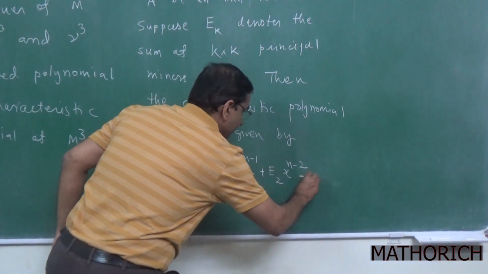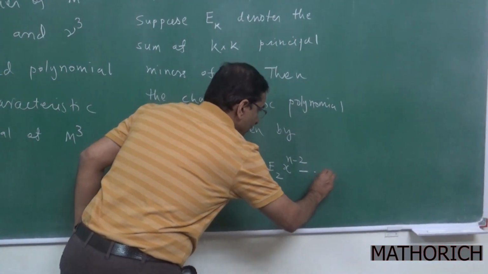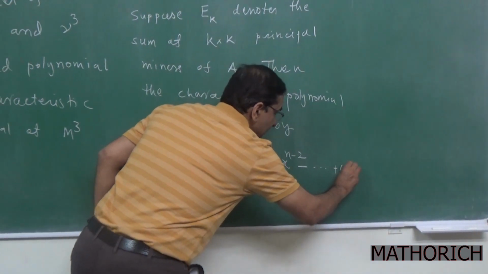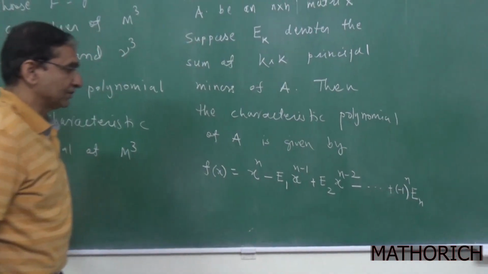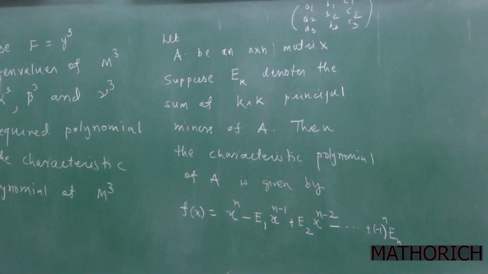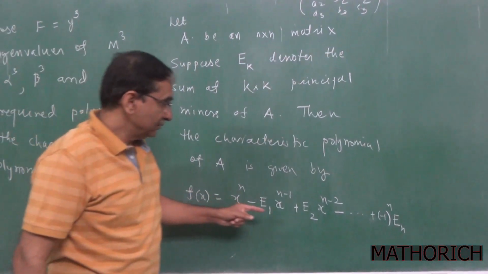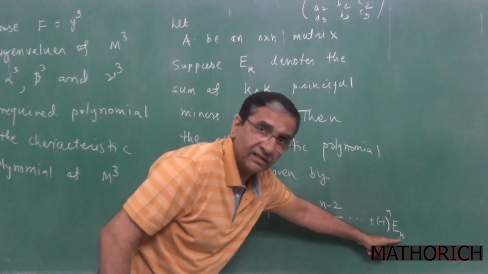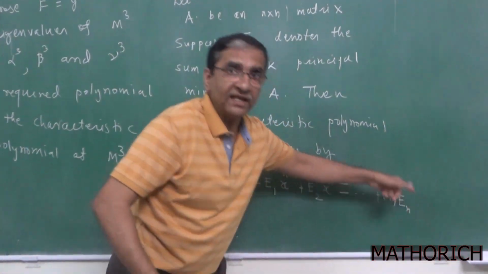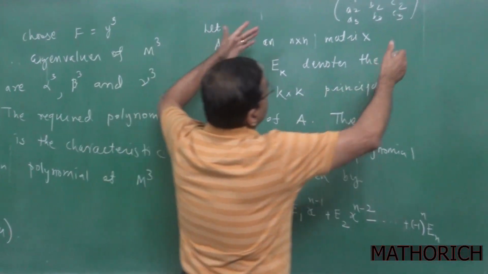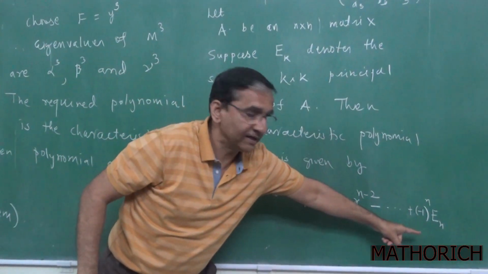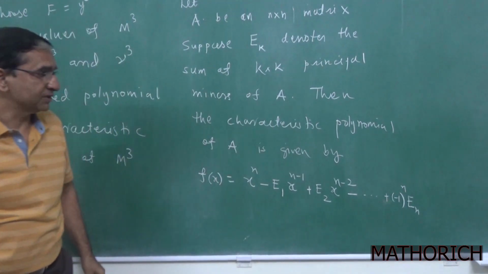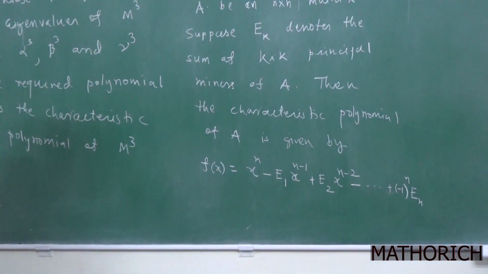Like that, E2 and so on, minus dot dot dot, you can write minus 1 to the power n En. Okay, that will be the constant term. Now what is En? Can you identify En? En is the n cross n minor, that means the whole determinant, whatever order n. So that is the determinant of the matrix. So the constant term is minus 1 to the power n, determinant of this matrix.